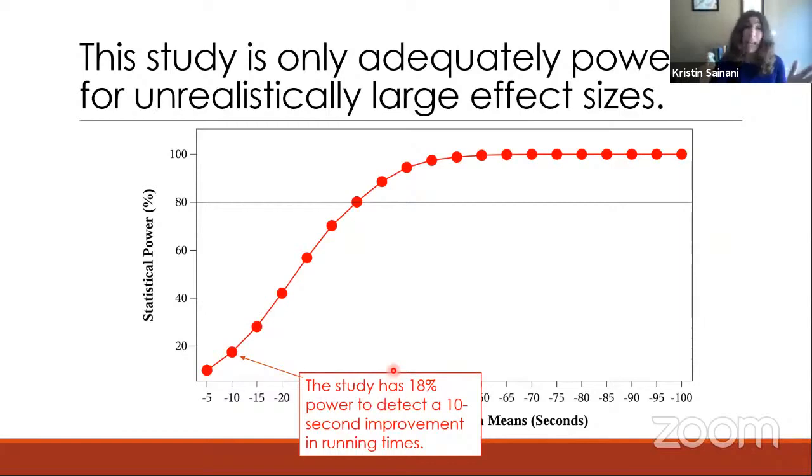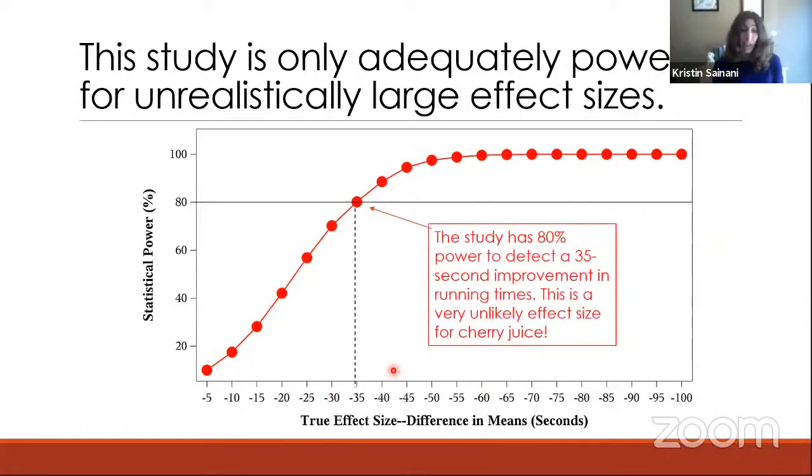In order to get up to 80% power, the effect size of cherry juice would have to be a 35-second improvement in running times. Now, that's an implausibly large effect size, I think, for cherry juice. A 35-second improvement in your 5K time, that's huge. I think there's probably very little way that cherry juice has that effect on your running times. So in other words, this study is not adequately powered to detect any realistic effect size that cherry juice might actually have on running performance. That's totally not surprising because it's a study with 10 per group. I think we can all guess that this is going to be an underpowered study.